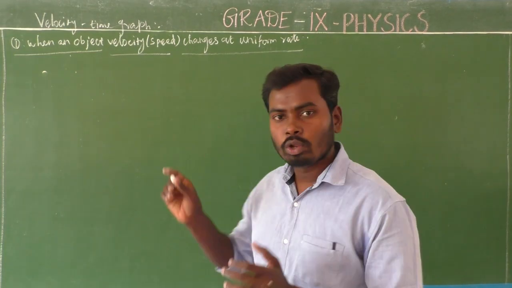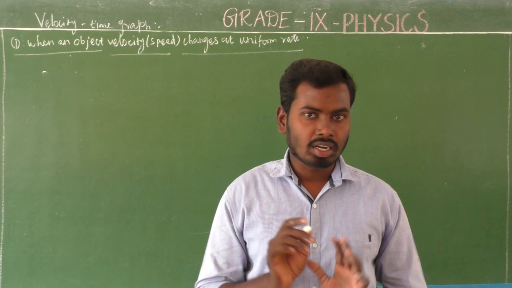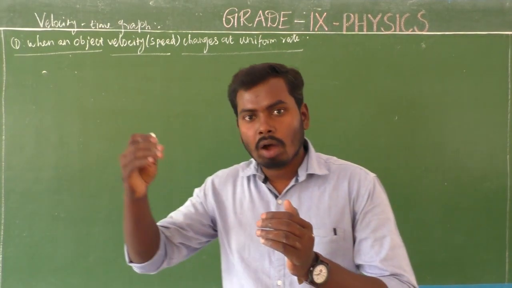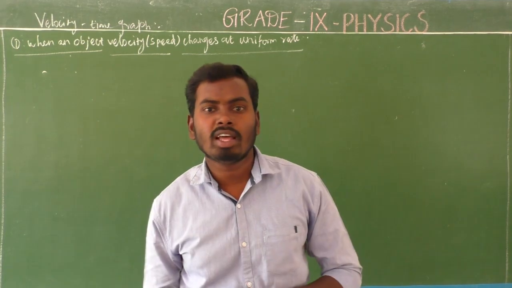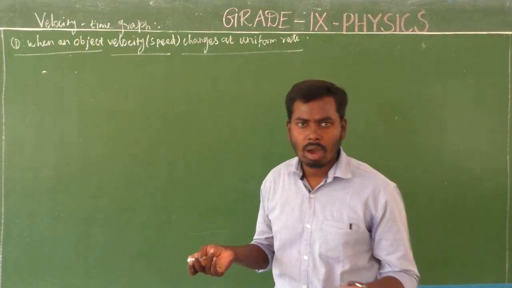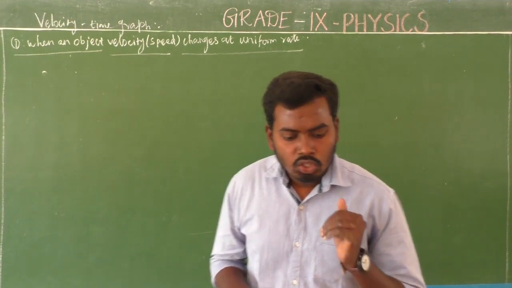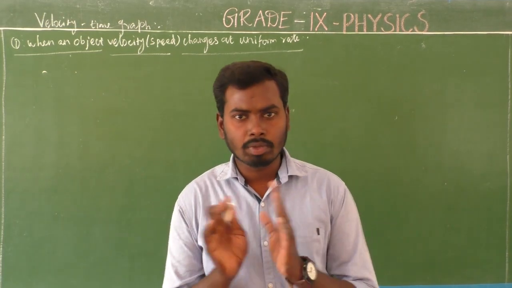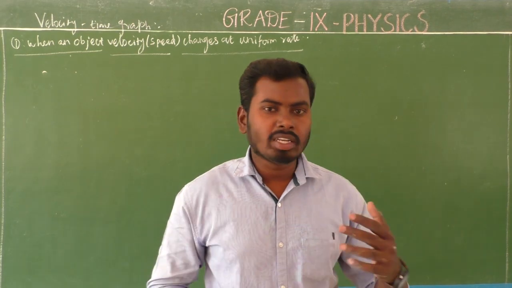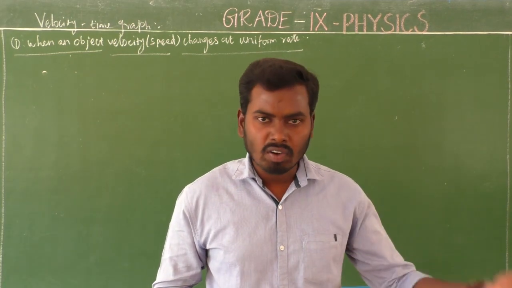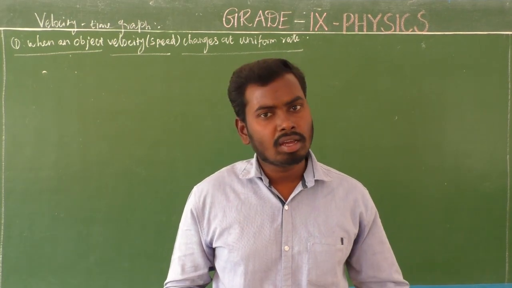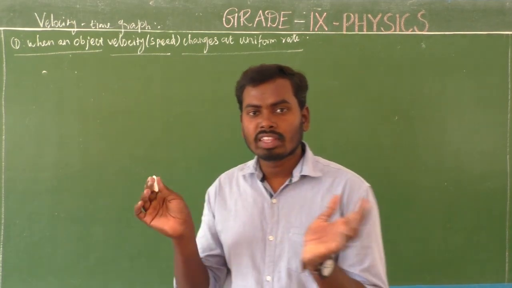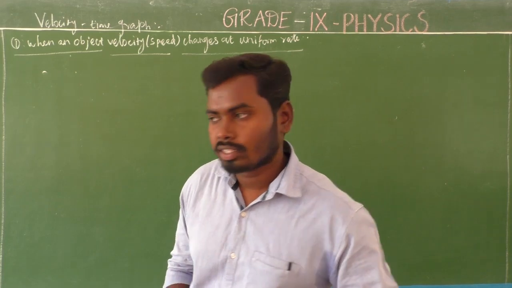So now we are going to use that term. Here the velocity of the object changes uniformly. That is called uniform velocity, which we already know very well. When the velocity of the object changes by equal amounts in equal intervals of time, that is called uniform velocity. We will start with an example.